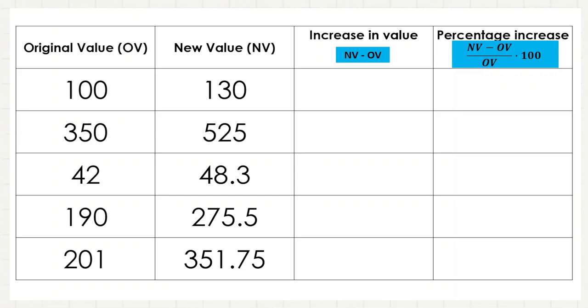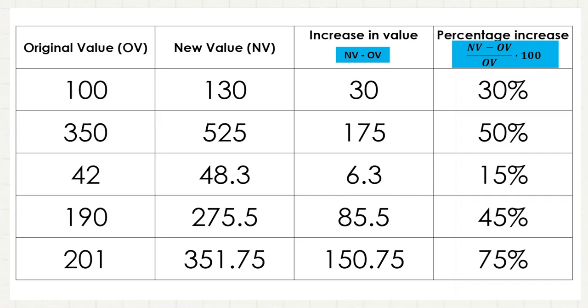And for the percentage increase, we're going to use the formula that we had earlier. So here are the answers for that. Let us see if that is correct. So increase in value for 100 and 130. So new value is 130 minus 100, which is 30. Next, for the percentage increase, new value minus original value, that is 30, divided by the original value, which is 100 times 100, which is equal to 30%.